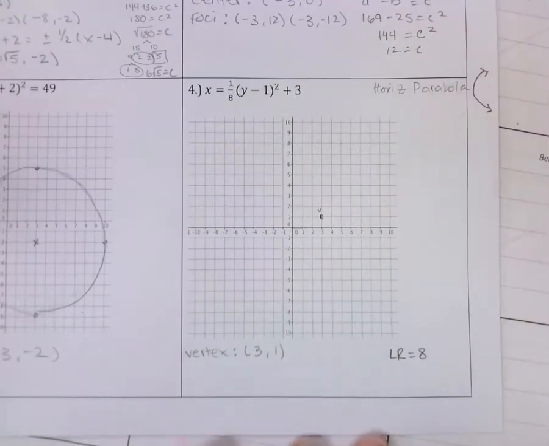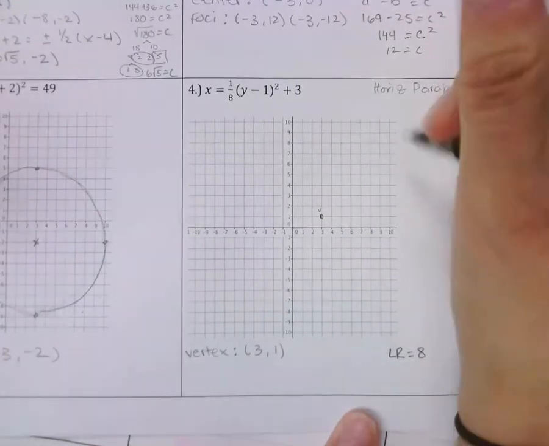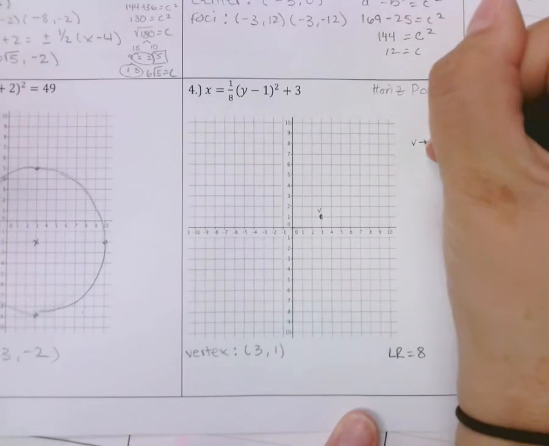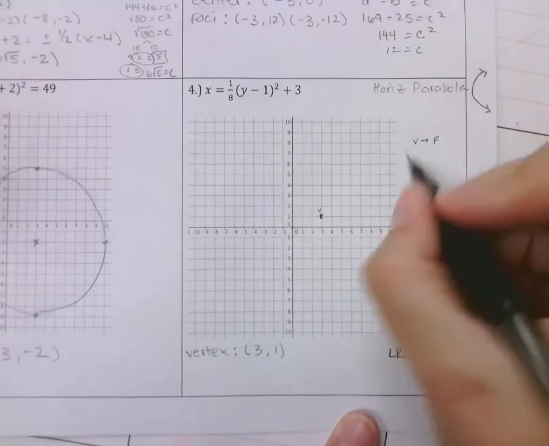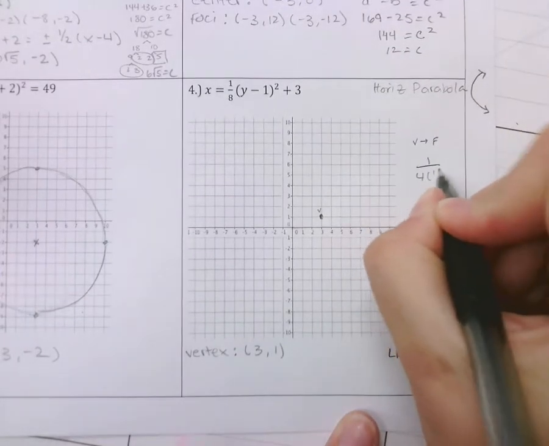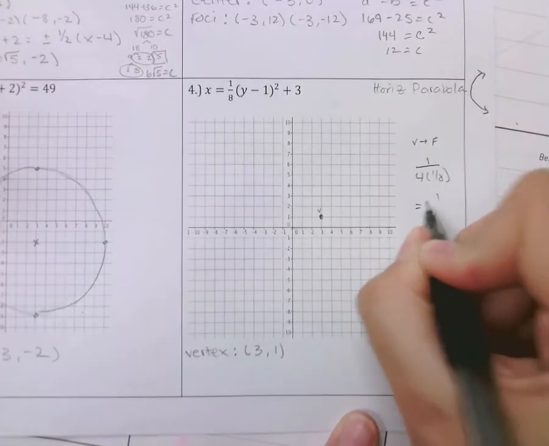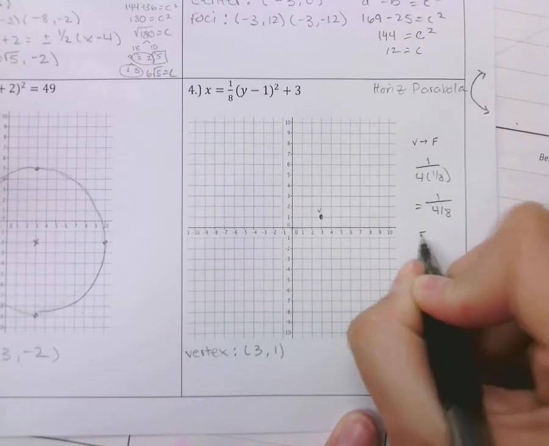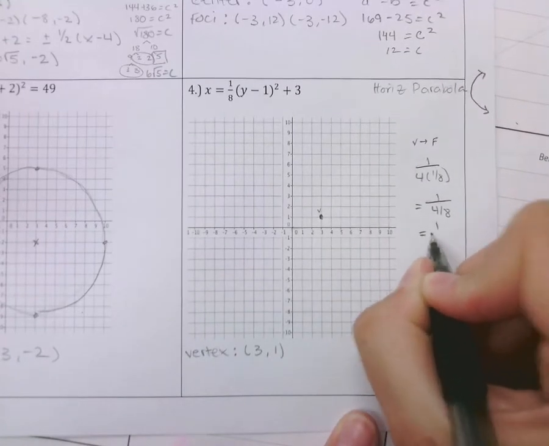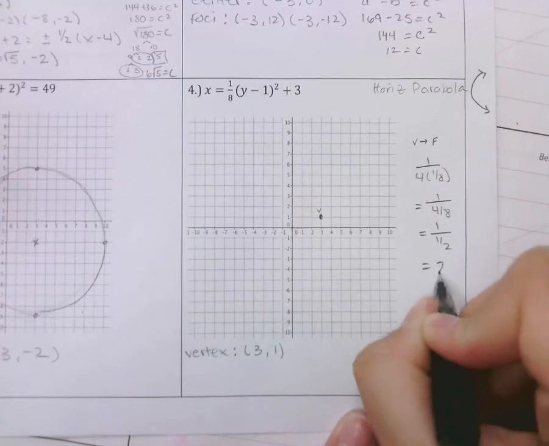Wait, would it be negative? No. I have to find the focus. So to find the distance that the vertex is from the focus, I do 1 over 4A. It's a fraction, but it's 2. It's just 2. So I get 1 over a half, which is 2.